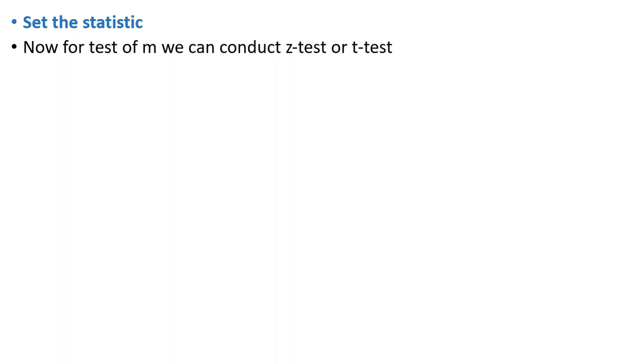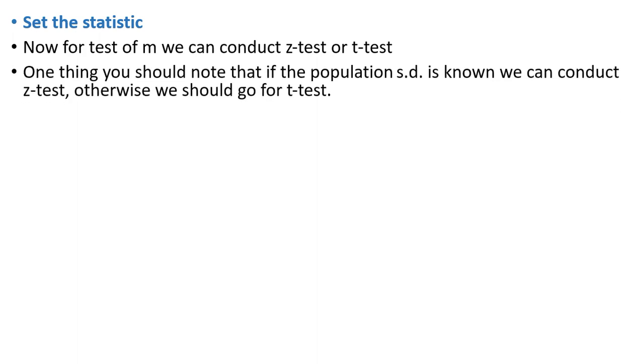First of all, we need to conduct the test for m. According to the question, the test may be a Z test, maybe a T test. Later we will see the chi-square test. In this case, obviously it will be a Z test. One thing you should note: if the population standard deviation is known, we can conduct a Z test. And in this question, the population standard deviation was known. Otherwise, we should go for a T test.